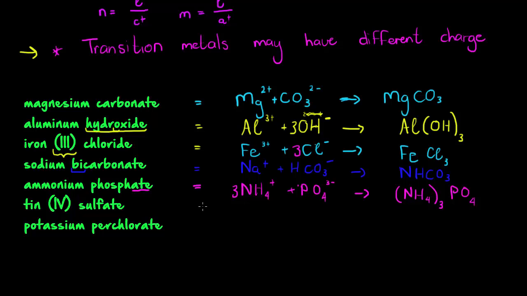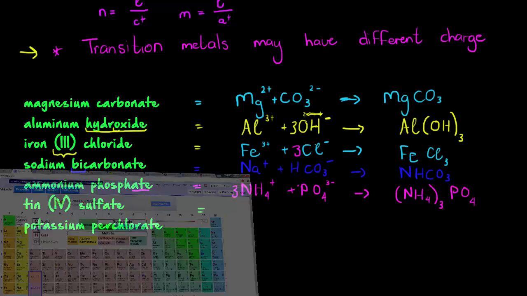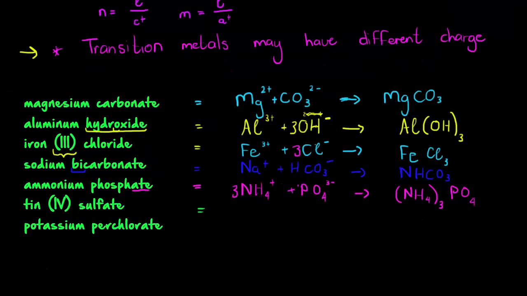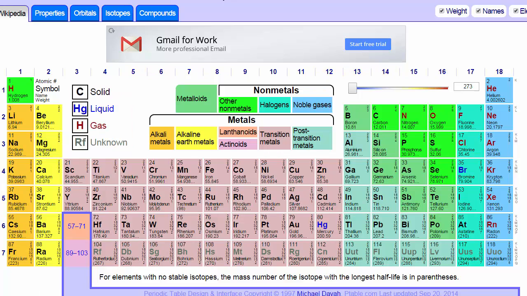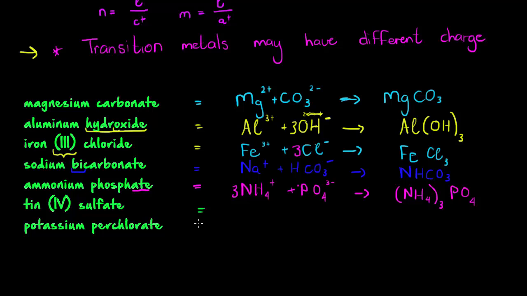Okay, let's come to tin phosphate. Tin, again, it is a transition metal. Tin is Sn. Where is it? Tin, a post transition metal. In this case as well, we know it's in group 4, so it does have a 4 charge. But tin can also have more than one type of charge. So tin 4 is telling me that Sn must have a 4 positive charge.